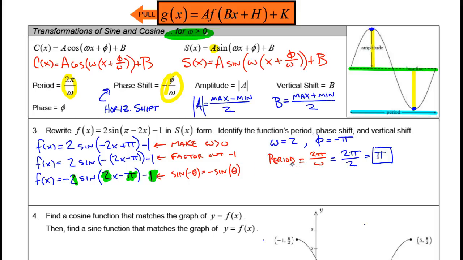Okay, let's look at phase shift now. The phase shift is equal to negative phi over omega.